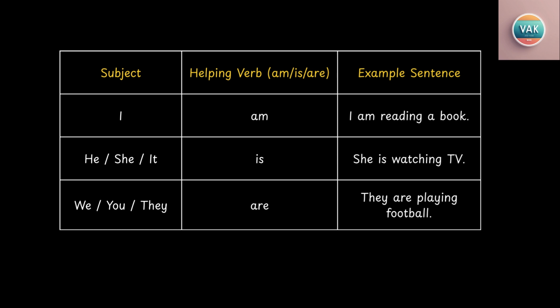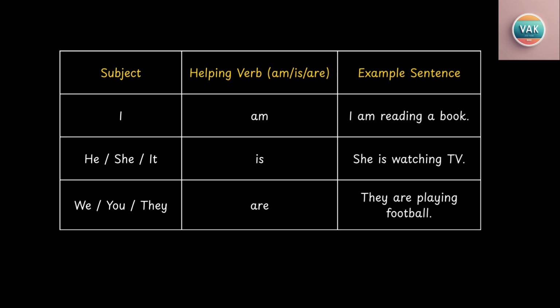I goes with am. So we say, I am reading a book. He, she, or it goes with is. For example, she is watching TV. We, you, they go with are. Like, they are playing football.